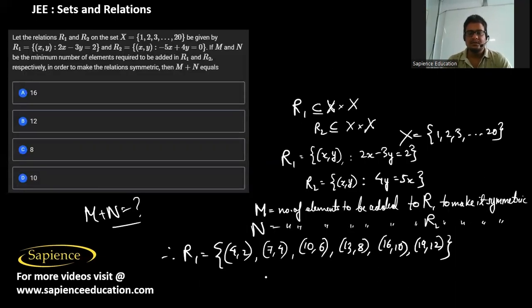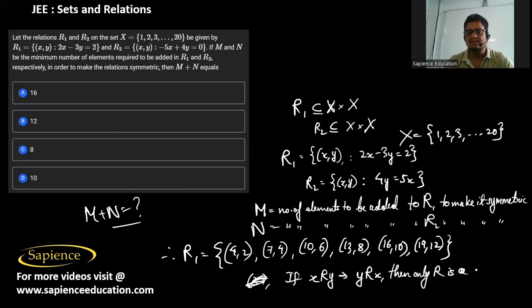So now it is not symmetric. In order to make it symmetric, how many elements have to be added? So now we should add (2, 4) also. If x is related to y, then it should also imply that y is related to x; only then R is called a symmetric relation. Now here 4 is related to 2 under the relation R1, but 2 is not related to 4. So it means we should add (2, 4) also.